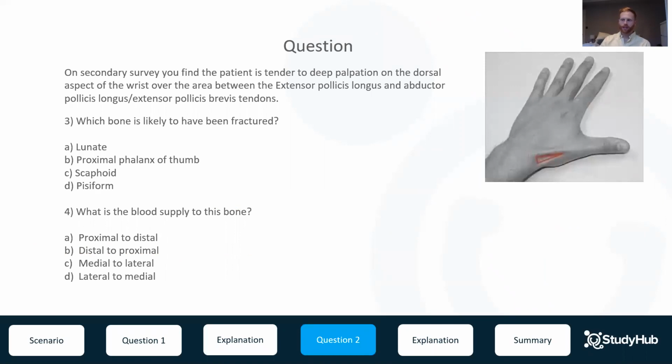Okay, so on secondary survey, you find the patient is tender to deep palpation on the dorsal aspect of the left wrist over the area between extensor pollicis longus and abductor pollicis longus / extensor pollicis brevis tendons. Now, if you're not quite sure on the anatomy of them, I've got a picture there for you, which makes it slightly easier. So again, we've got the question, which bone is likely to have been fractured in this? So they've got pain on deep palpation in the area that's marked on that hand. Yeah, would you mind doing a poll for me?